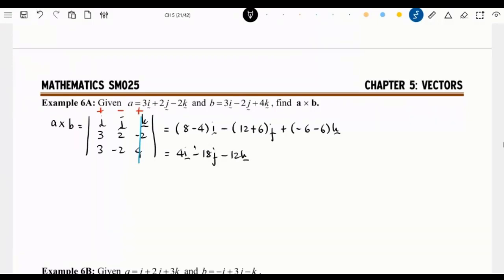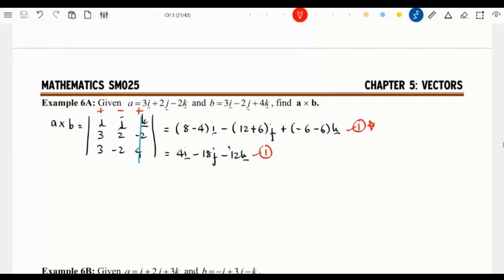Okay, so markah dia tengok pada yang ini satu markah, ini satu markah. Kalau tiada yang ini, jawapan akhir kamu tak akan dapat markah. Okay, so make sure expansion mesti betul. Okay, so that one exercise, example 6a.